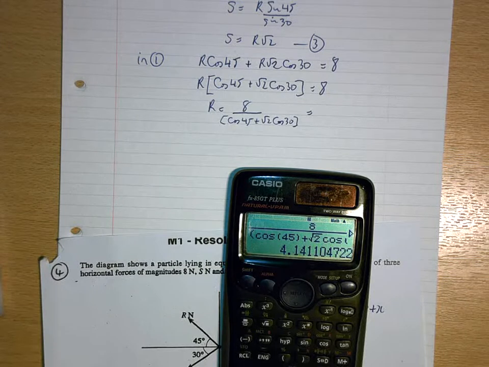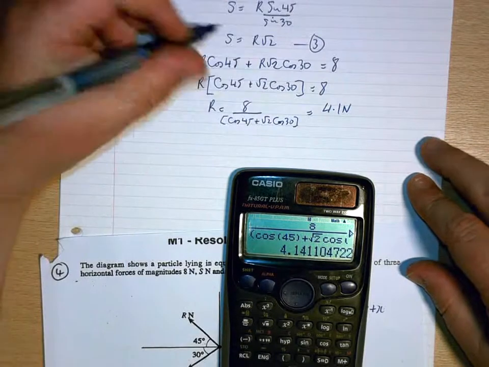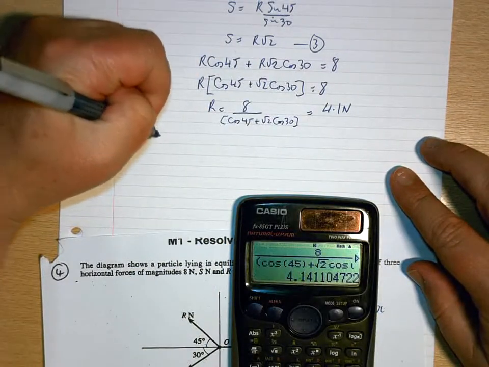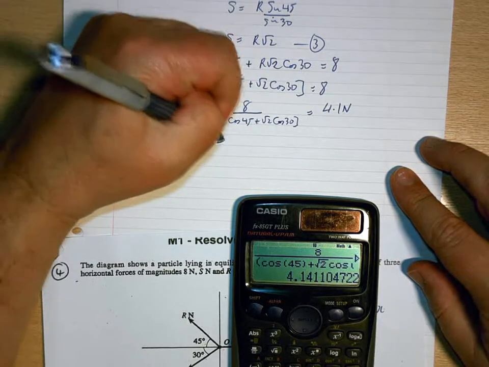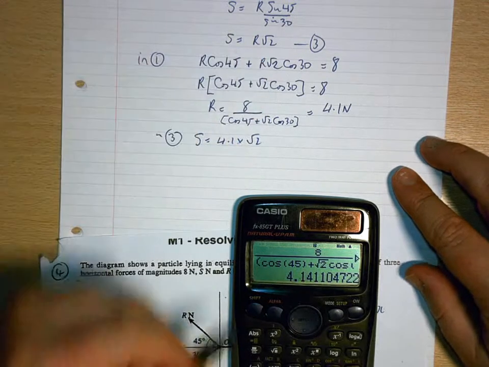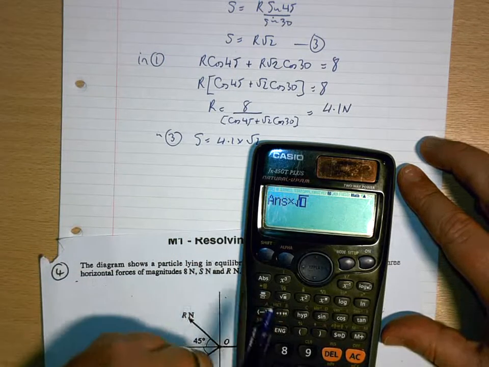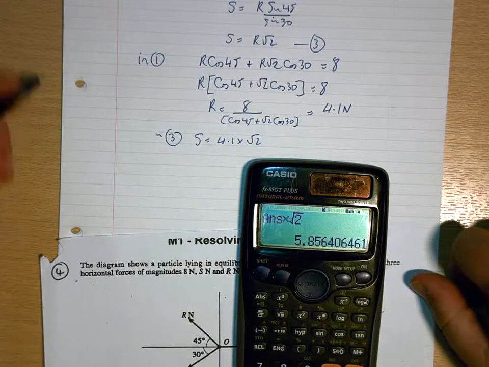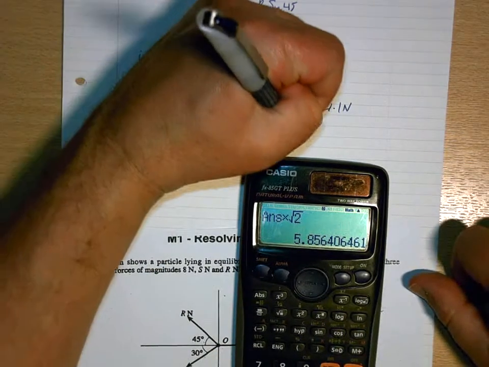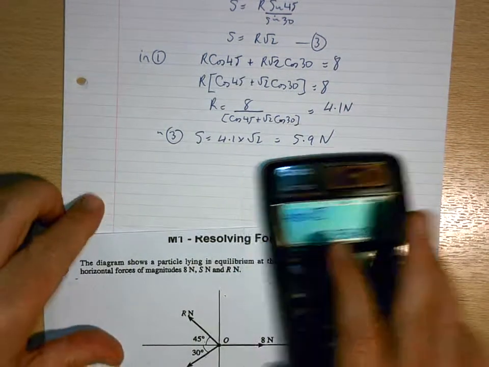Let me just check my answers. R is 4.1, so that's correct. And then in 3, S is going to be 4.1 times root 2. My calculator's got the full string on, so I can just times root 2 equals 5.9 newtons. So that's question 4.